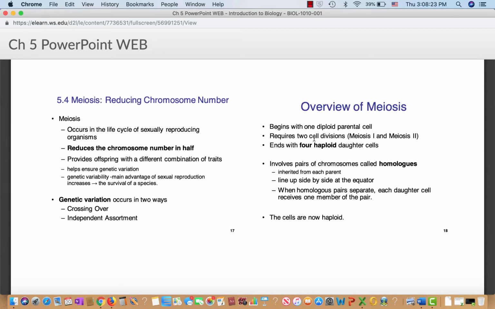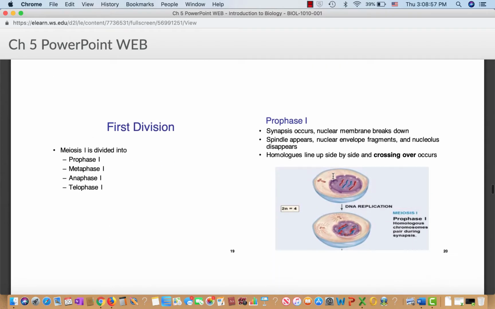So basically what you end up doing here is you do your meiosis 1, and then during meiosis 2, you move the pairs of chromosomes called homologs, which are inherited from each parent, that line up at the equator, and then you separate them into the daughter cells, and each one receives a single member of the pair, and these cells are now haploid cells. So you did basically everything you did in mitosis for meiosis 1, then you do it again for meiosis 2, except you don't recopy the DNA a second time to produce your haploid cells.